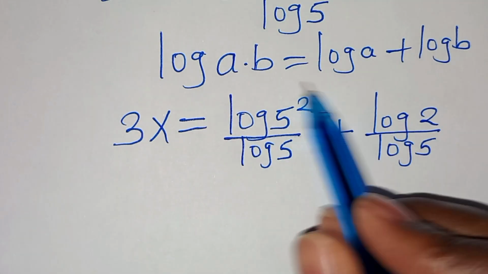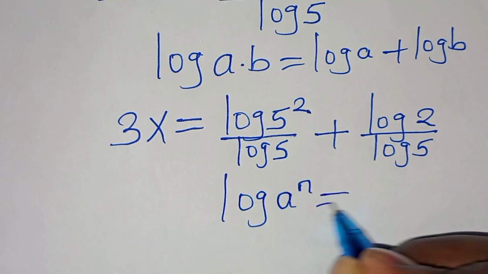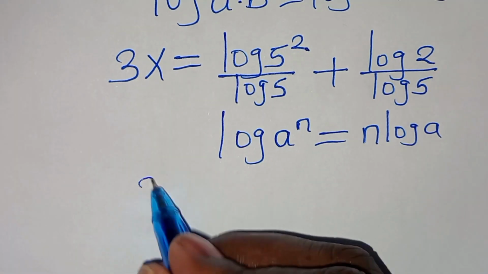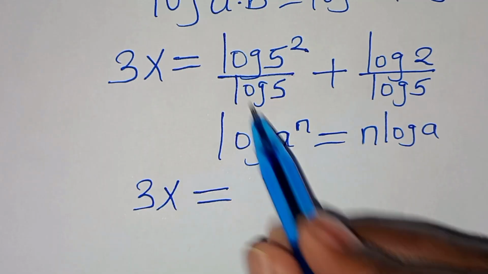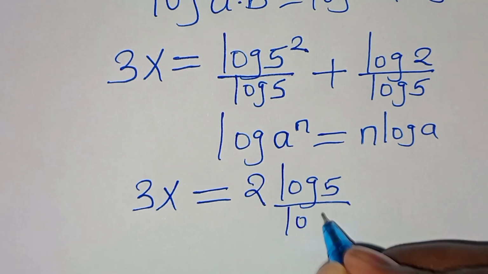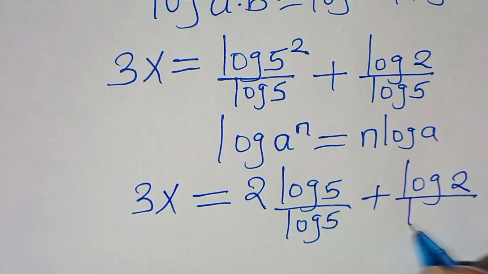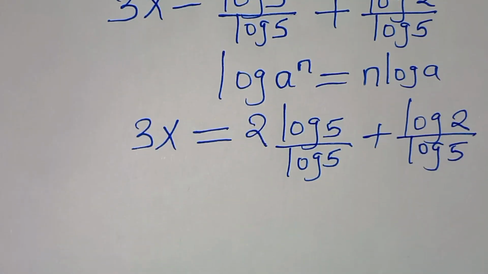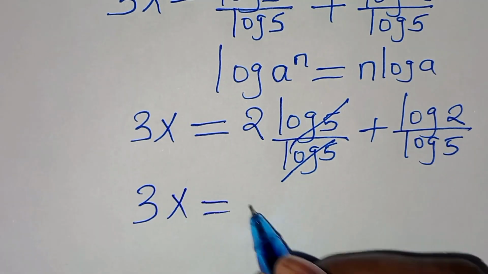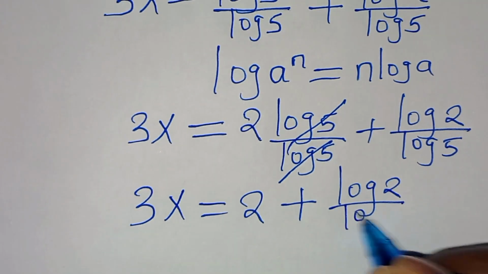Now, log 5 to the power of 2 again is in the form of log a to the power of n, which we can express as n log a. Applying this power rule property, we have 3x equal to log 5 to the power of 2 becomes 2 log 5 divided by log 5, then plus log 2 divided by log 5. So let's simplify log 5 and log 5 so that we have 3x equal to 2 plus log 2 divided by log 5.